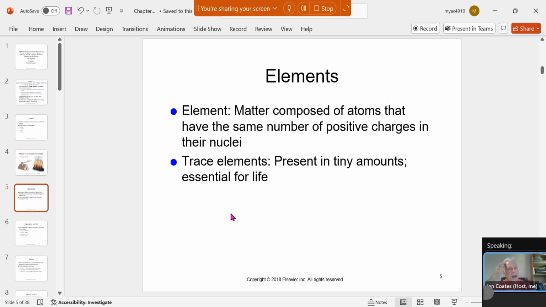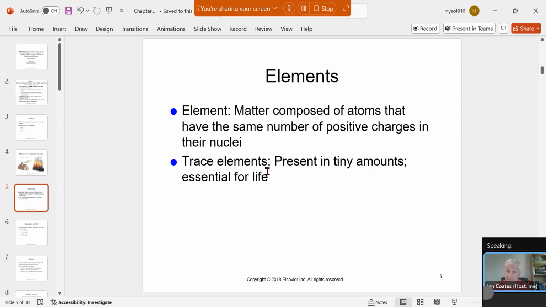Elements. This is matter composed of atoms that have the same number of positive charges in their nuclei. Trace elements are present in tiny amounts, essential for life. You'll see, when we get into this, the body is mainly composed of 4 different kinds of atoms. You've all heard the theory that we're 70% water. Well, water is composed of hydrogen and oxygen, H2O, right? So the majority of us is hydrogen and oxygen.